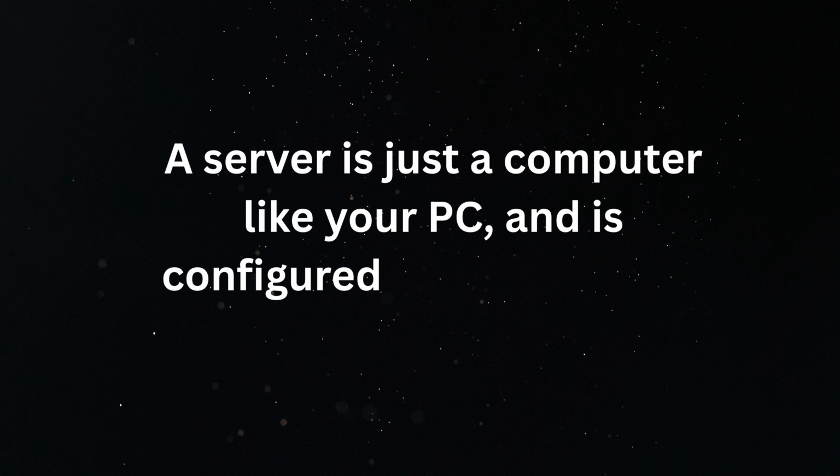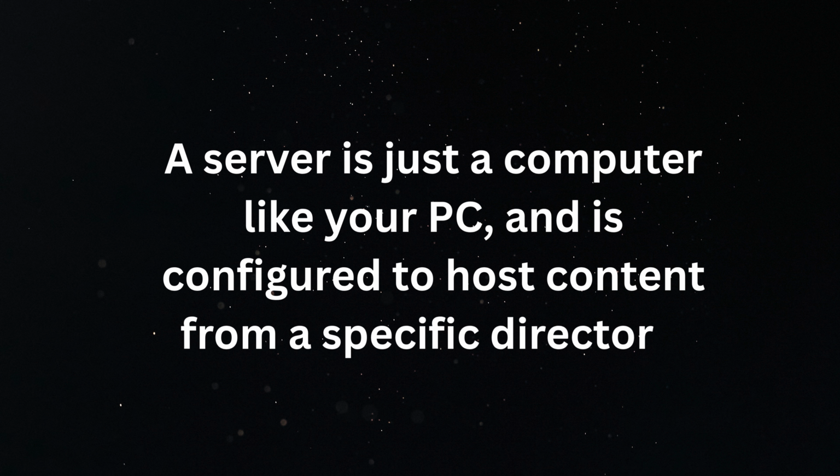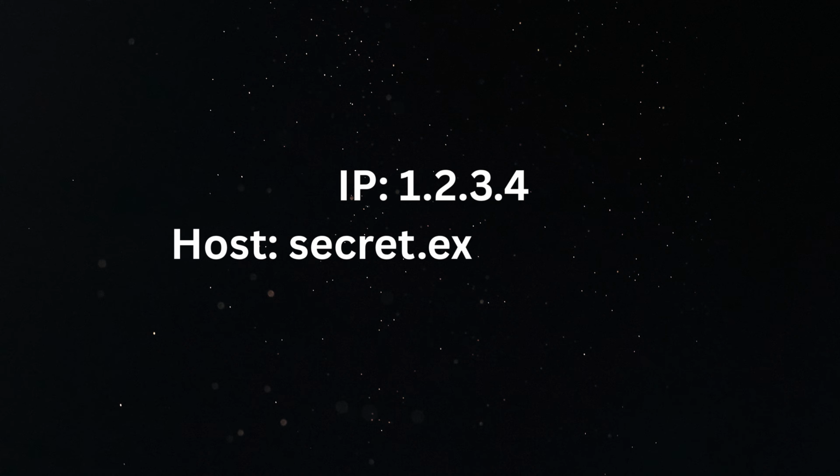If that seems confusing, just remember, a server is just like a computer, like your PC, and it is configured to host content from a specific directory. For example, if a request says, I want to reach the IP 1.2.3.4, which is the server's IP in our case, and it wants to access the host secret.example.com, the server will respond if the vhost is configured for that site. It does not check whether the domain or the subdomain is public or registered. It just matches the strings and returns the site if available.